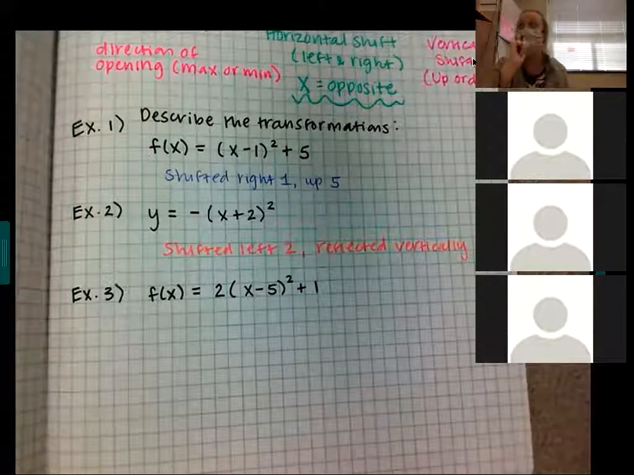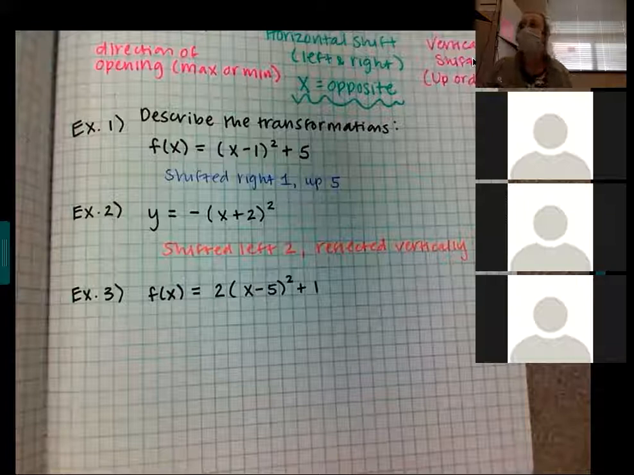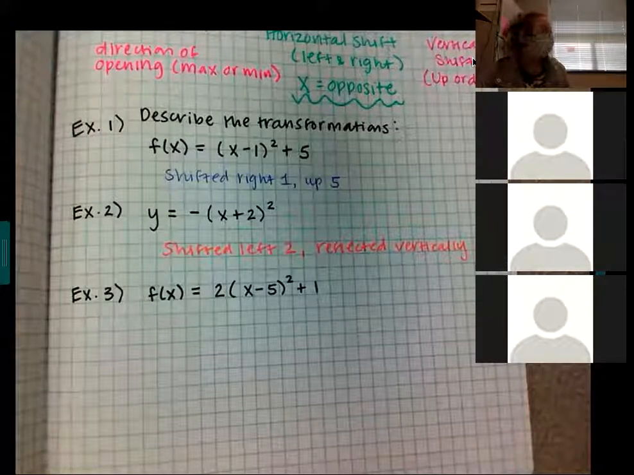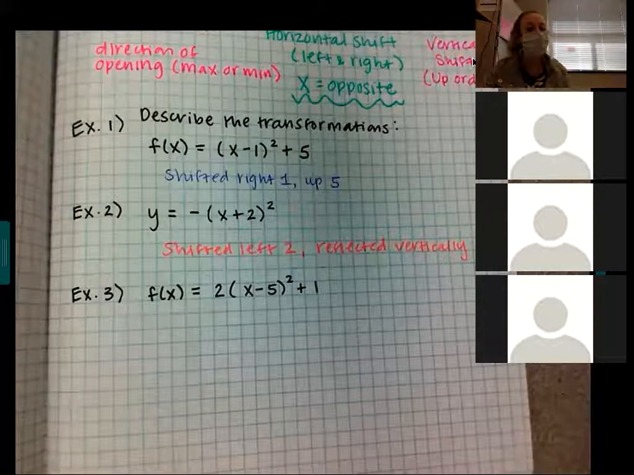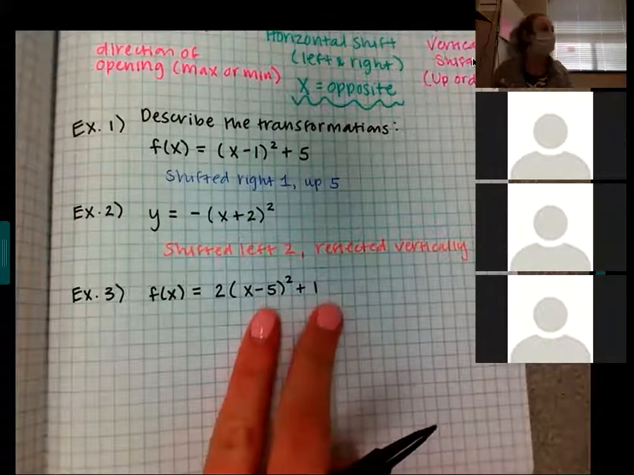I guess I could use numbers other than 2s, 5s, and 1s. I don't know why those are sticking out.